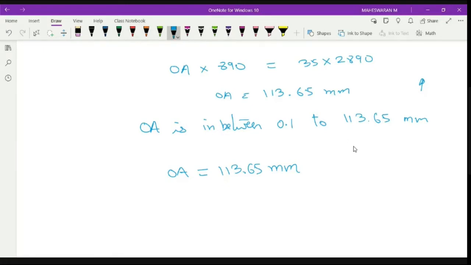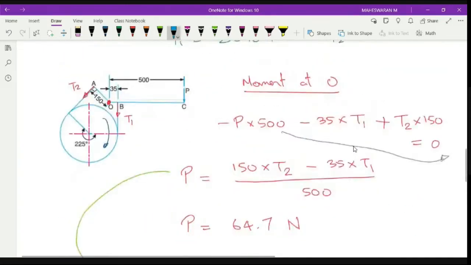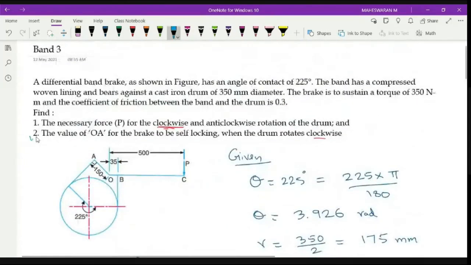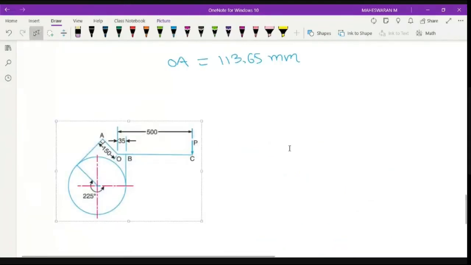Now we will proceed with the next step. I think we completed this part. We have one more thing to identify, which is what will happen when it is rotating in anti-clockwise direction. Now I say that it is rotating in anti-clockwise direction.